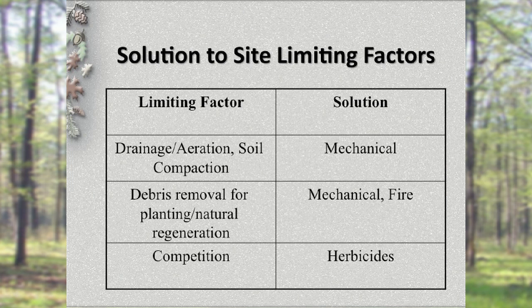So in summary, we have our site limiting factors here on the left, which is drainage or aeration, depending how you look at it, and soil compaction. And the only real solution to that is mechanical means. Prescribed burning and herbicides do nothing to change soil conditions in that regard. Debris removal for planting or natural regeneration can be done mechanically, which we'll talk about, or it can be done using prescribed burning, which we'll also talk about coming up soon. If competition is your limiting factor, your single best option is to use herbicides.